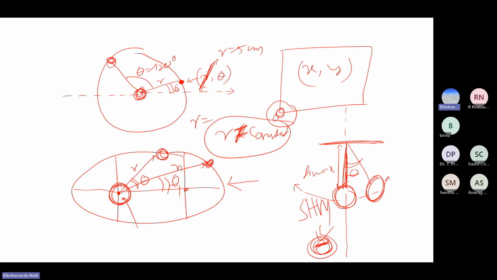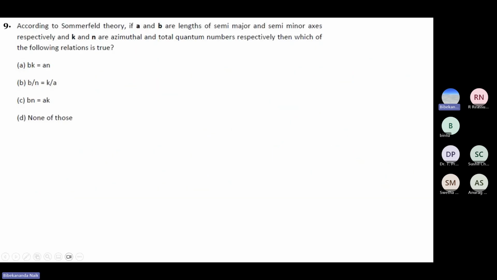Okay, so we'll go to the next question. Now, sometime before I was talking about the Sommerfeld theory and the introduction of the elliptical orbit. So now this is the question. According to Sommerfeld's theory, if A and B are the lengths of the semi-major and semi-minor axes, and k and n are the azimuthal and total quantum numbers respectively, then which of the following relations is true? Try this question. I'll give you a few minutes, then we will discuss which relation is correct according to Sommerfeld's theory.